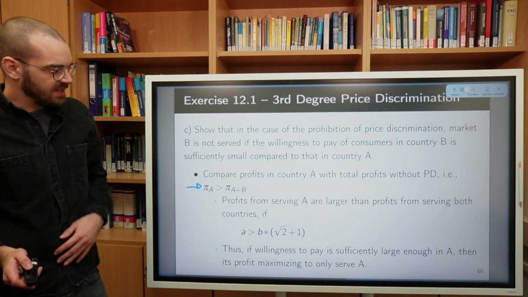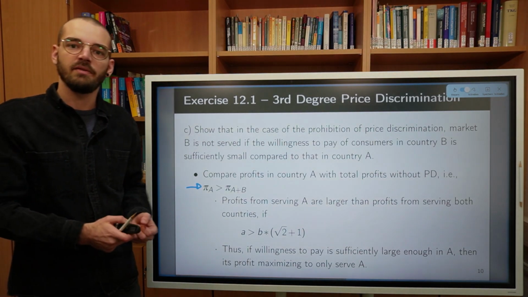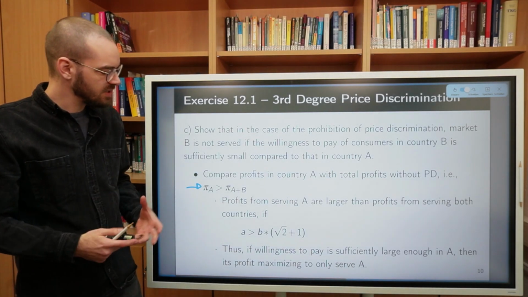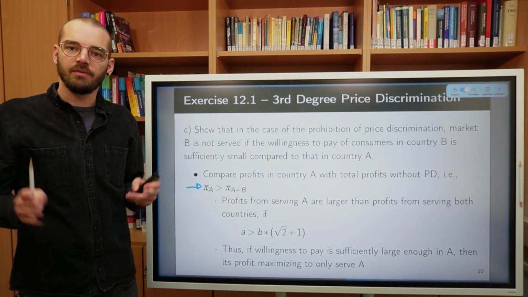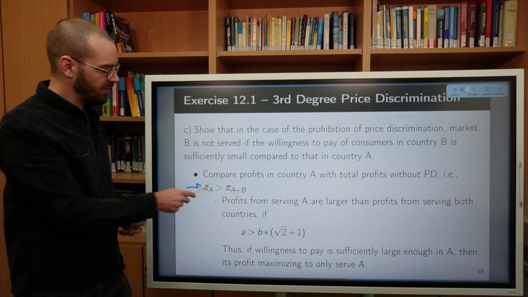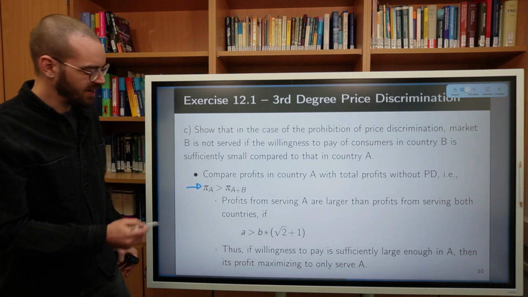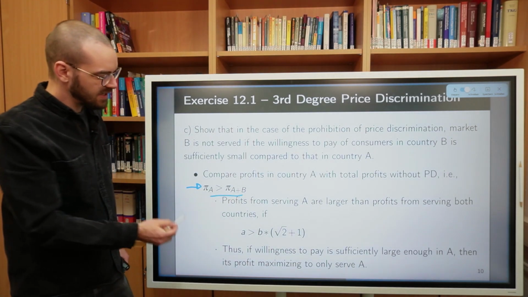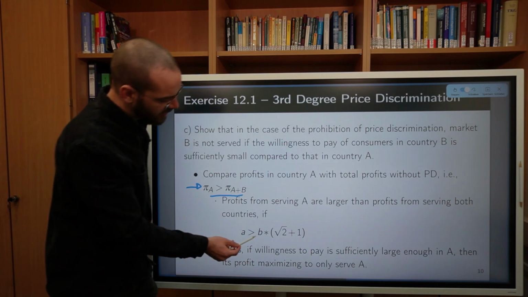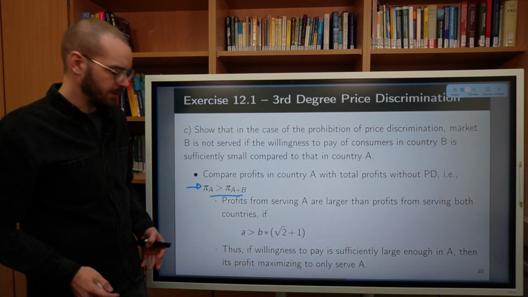And then we analyze by solving for A, by bringing A on one side of the inequality and B on the other side of the inequality. We find the conditions, the interval of values that A and B have to take in order for this inequality to be satisfied. And if we do so, we find out that this inequality is satisfied for any A that is larger than B times, and then all in brackets, the square root of 2 plus 1.